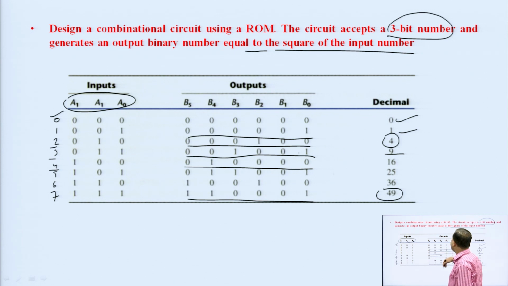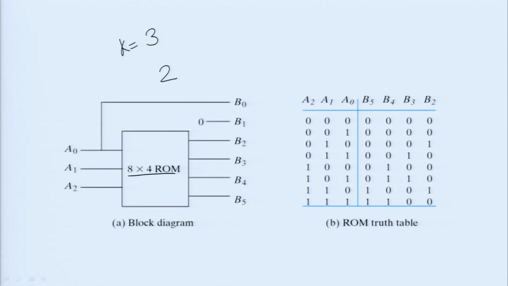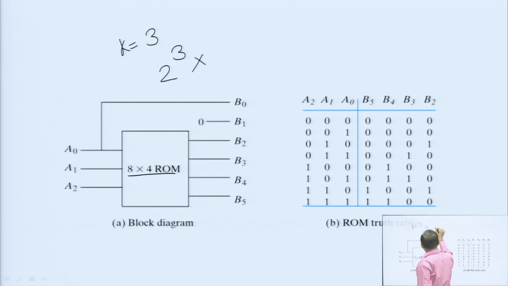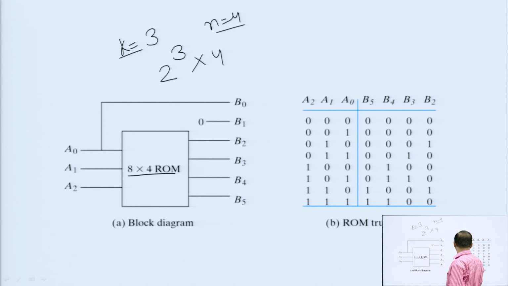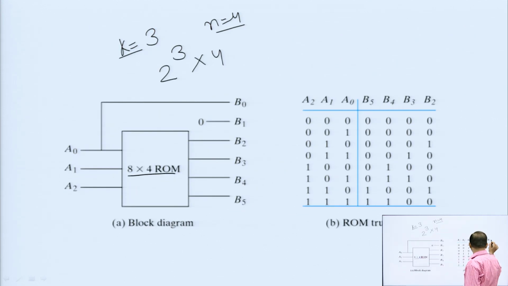Okay. So, we have made our truth table and now we have to implement it. Here we have an 8 cross 4 ROM. How? Here the k value is 3, so 2 to the power 3 cross 4 means the n value is 4. So, the k value is 3 and the n value is 4, right. And we have the output values B5, B4, B3, B2, and we have 3 input lines A2, A1, A0. Like that we have made the truth table of the ROM, and we have written that part of the truth table.